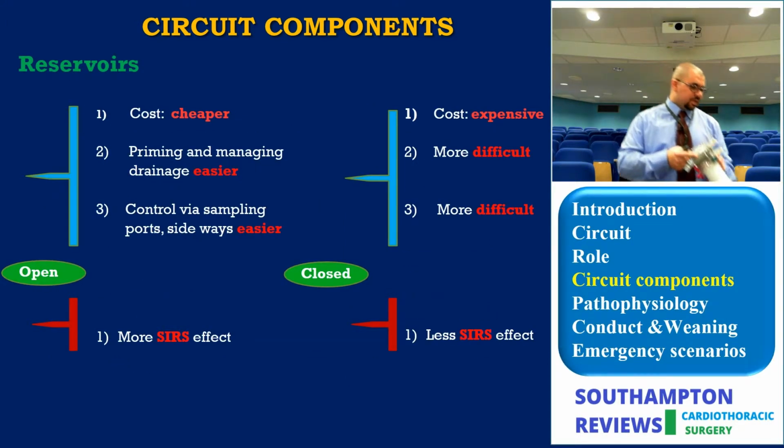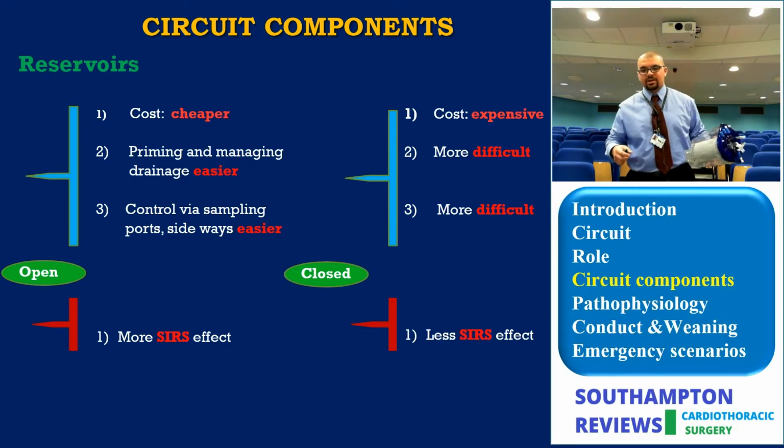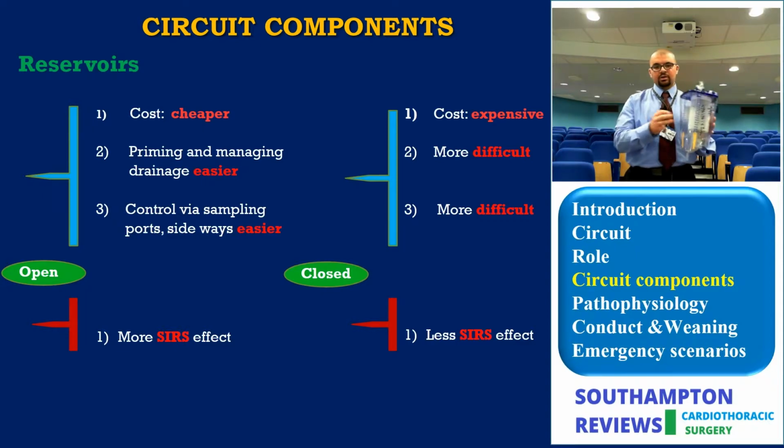Next, we have the reservoirs. Again, one of the types that is less used these days is the closed container or reservoir. Most commonly used now are the open reservoirs, or they are called hard reservoirs. As you can see, they are hard. The closed reservoirs were made of materials resembling a blood bag. Now, as you can see, it's first of all cheaper than the other reservoir. Second, priming and managing the drainage was easier.